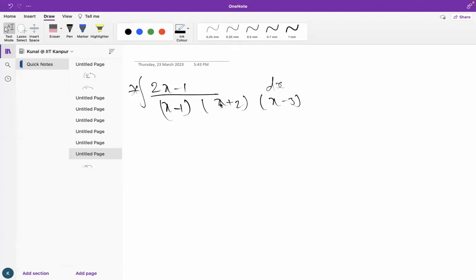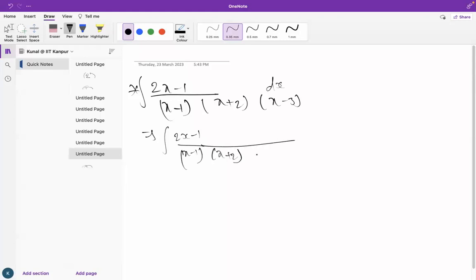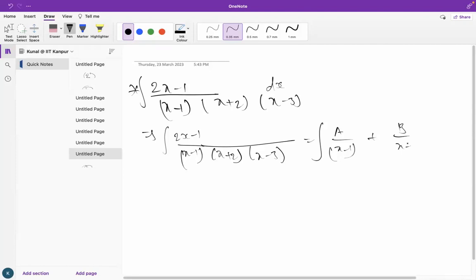Okay, so this is our integrand given, and we know that this is a proper fraction because here the degree of the numerator is 1 and the degree of the denominator is 3. So this is a proper fraction, so we can apply partial fraction here. So just try to solve this. What we have to do is write this function, 2x minus 1 by x minus 1, x plus 2, x minus 3, as a by x minus 1 plus b by x plus 2 plus c by x minus 3.